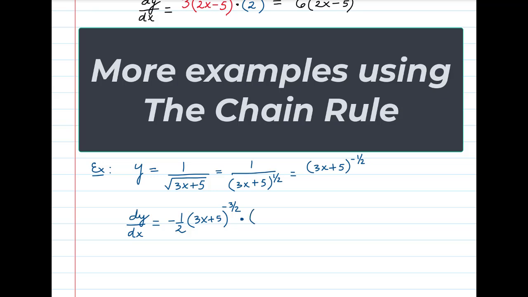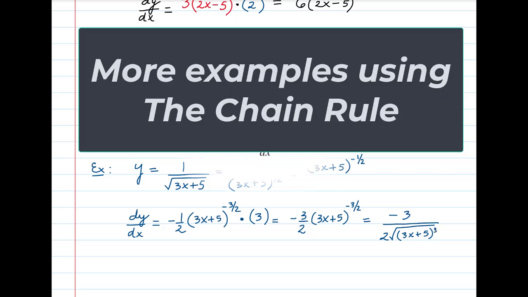And that's really easy. The derivative of 3x is just 3, and the derivative of 5 is just 0, so it's just a nice 3 there. Of course, we will simplify this. We've got the derivative already, but we need to simplify it a little bit. So this 3 combines with the negative 1/2 into negative 3/2. And I have this (3x + 5) raised to the negative 3/2, which we could also write this way: 3 over 2 square root of (3x + 5) cubed.